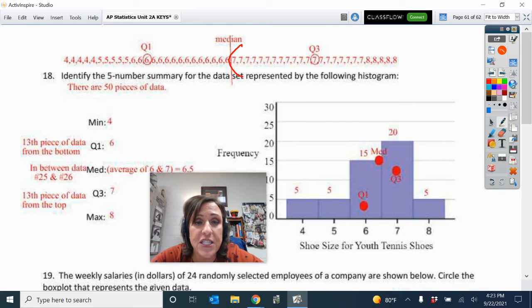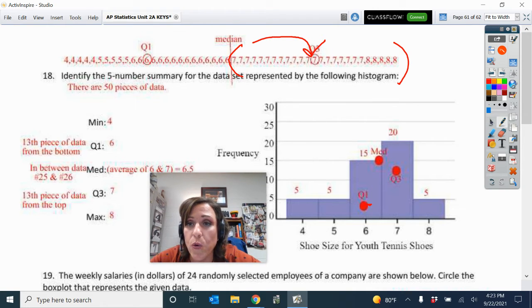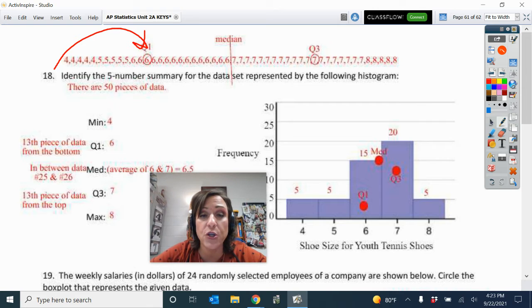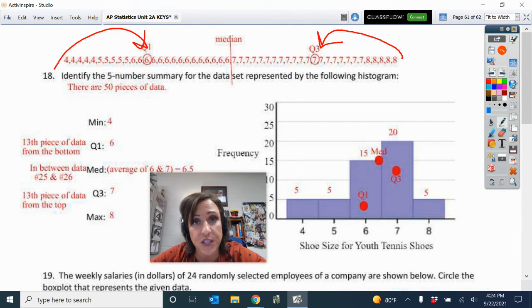Same thing. I need to go 13 pieces of data into this. So you can either go 13 up from here or 13 down from the top. I usually go 13 down from the top. So Q1 was the 13th piece of data up from the bottom. Q3 is the 13th piece of data down from the top. So that's 5, 6, 7, 8, 9, 10, 11, 12, 13. And so that's obviously in this bar, which has a value of 7.